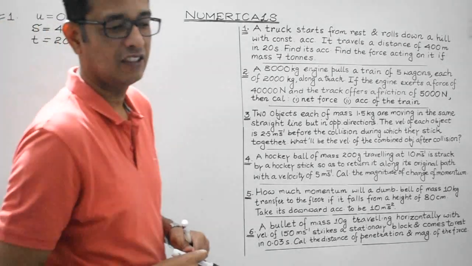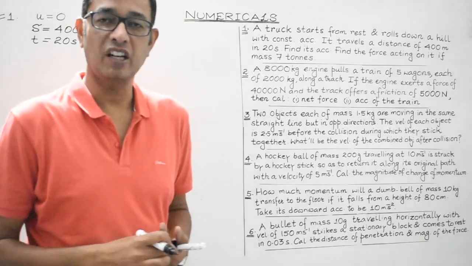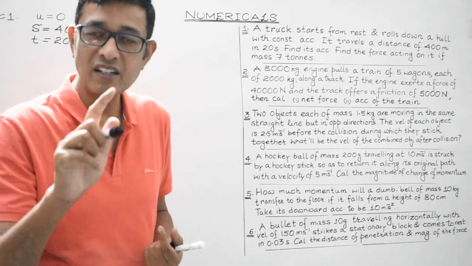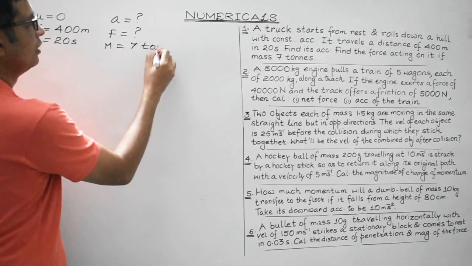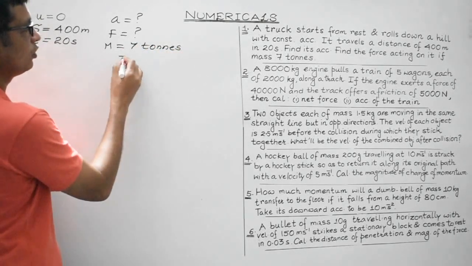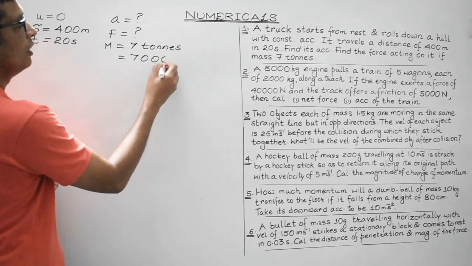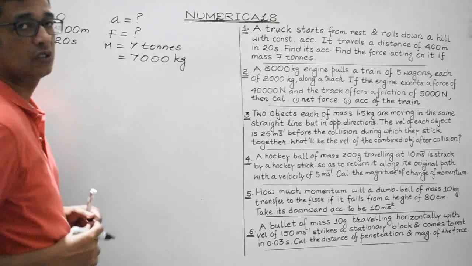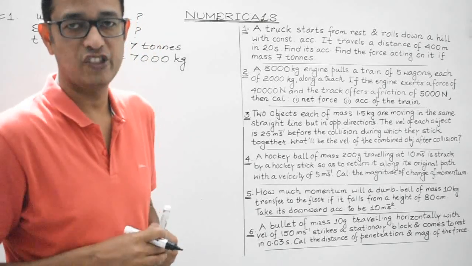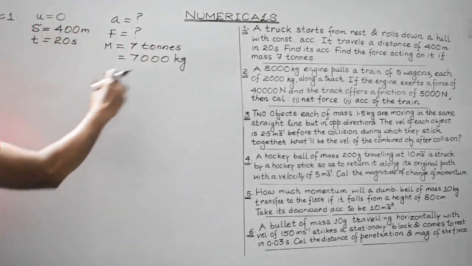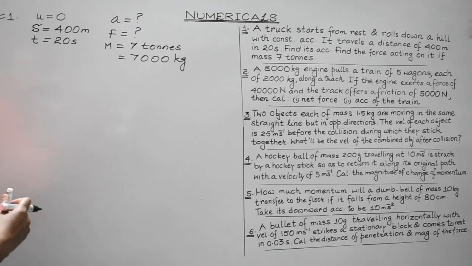Find its acceleration. A is to be determined and force is to be determined, and mass is given to be 7 tons. Here I must mention ton is the unit of mass. 1 ton is 1000 kg. So 7 tons means 7 into 1000, so it will be equal to 7000 kg. Students, remember 1 ton is equal to 1000 kg, right? So these are the given informations, and acceleration and force is to be determined.